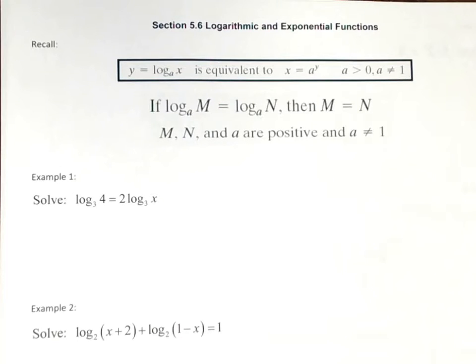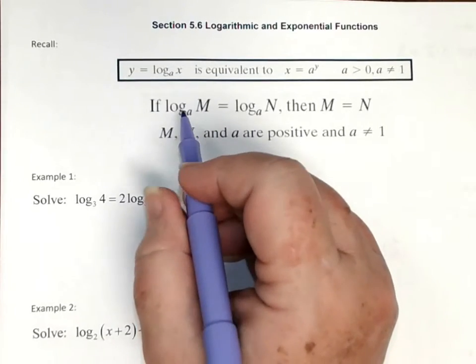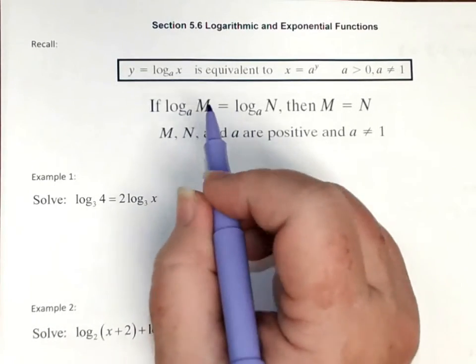Section 5.6, logarithmic and exponential functions. So there's nothing new going on in section 5.6. That's a lovely thing, with the exception of this one tiny little property right here. And I want you to notice it because this is really actually very cool.